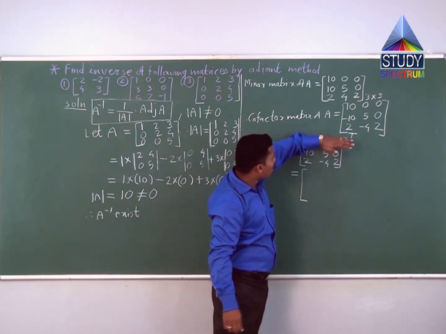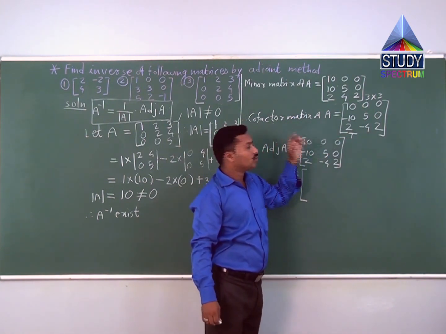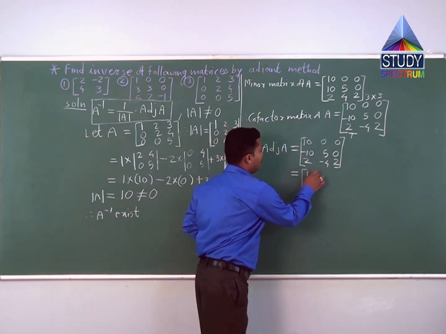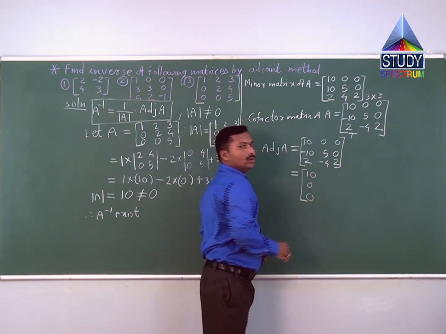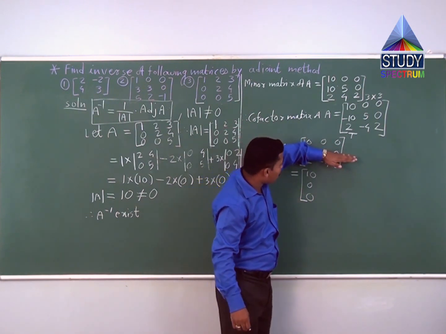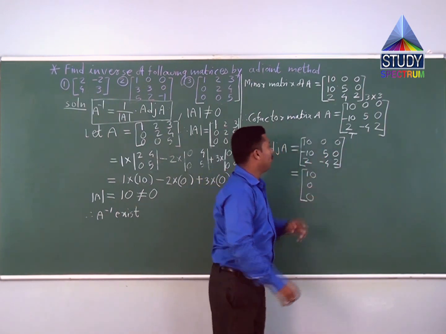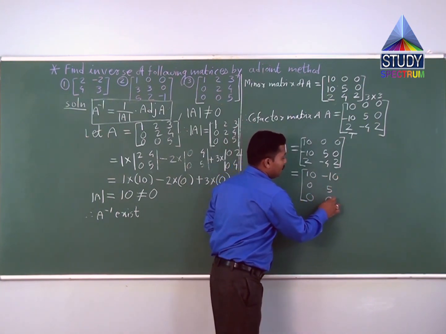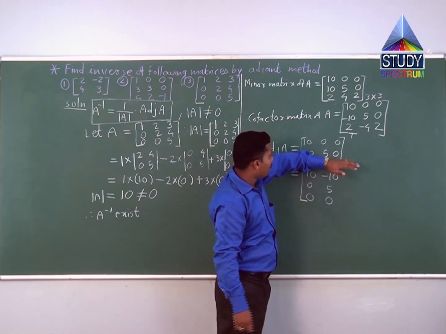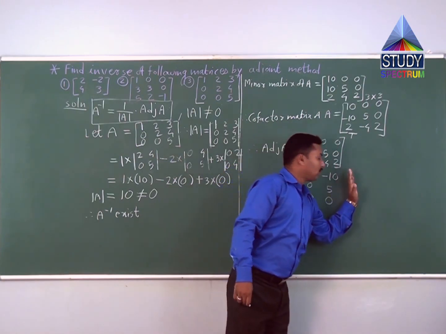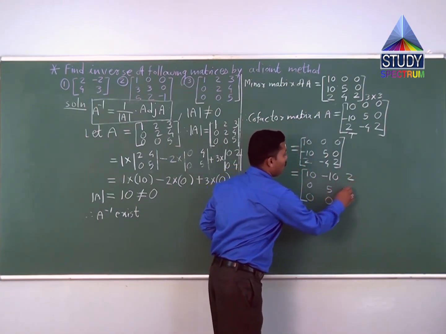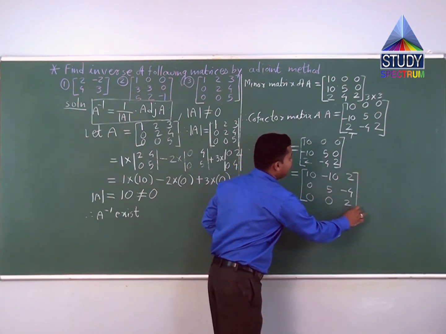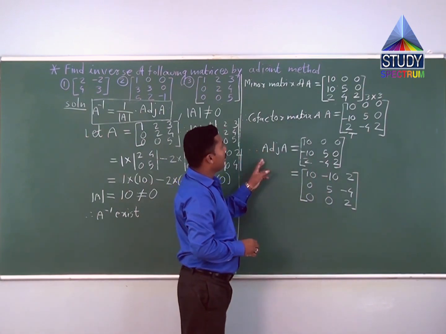Transpose means rows converted into columns. So the first row becomes the first column: 10, 0, 0. The second row becomes the second column: minus 10, 5, 0. And the last, third row becomes the third column: 2, minus 4 and 2. This is our adjoint of A.